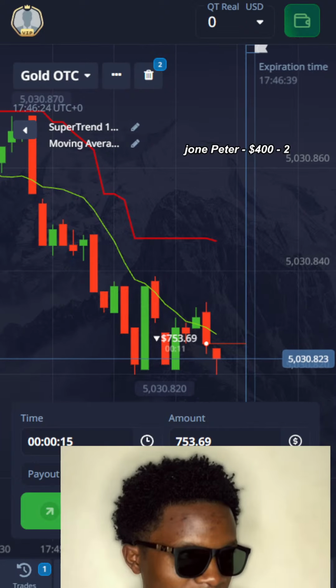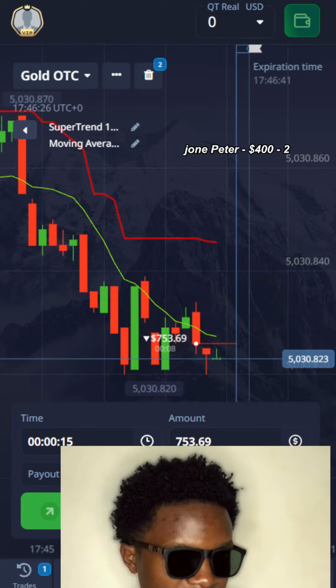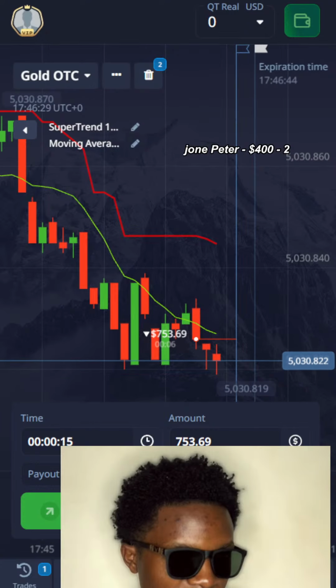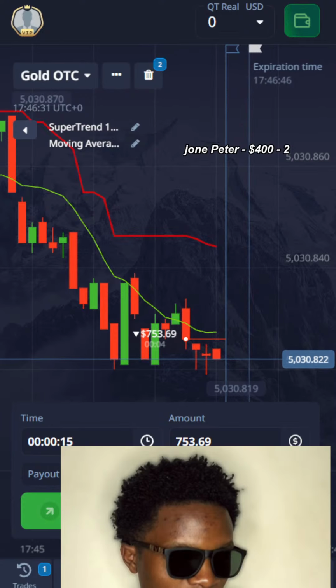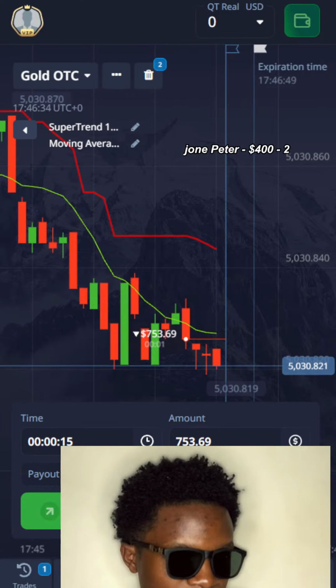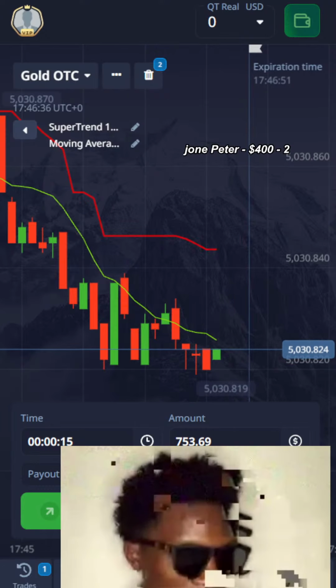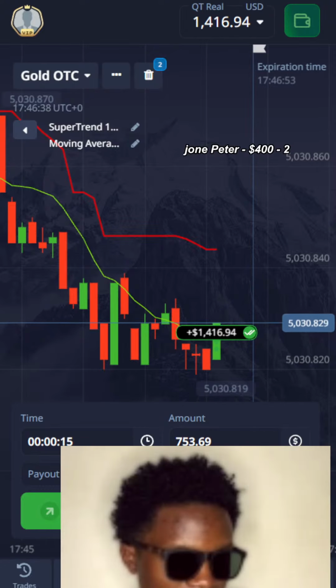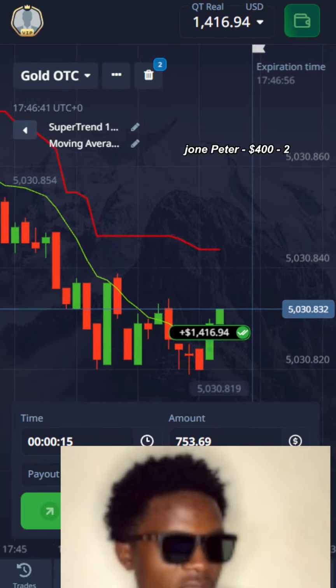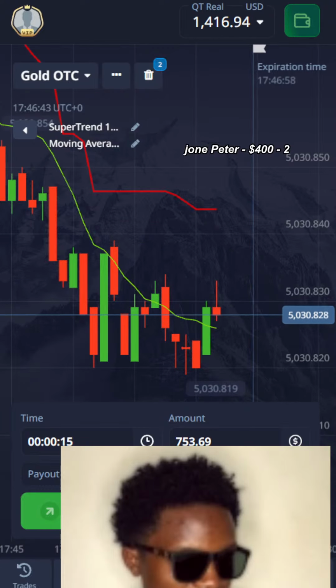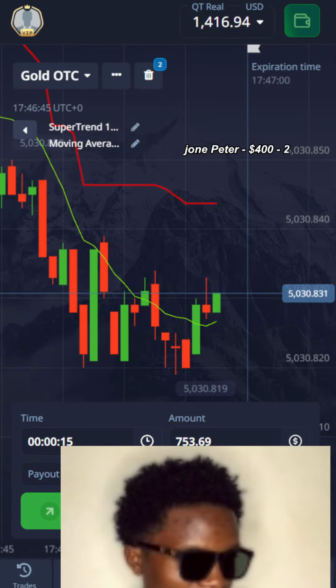Exactly at the same moving average, because it has not gone down. It has to go down and cross here. So that is a valid one. Let's see how this goes. Yes, and just like that, we happen to win for John Peter.